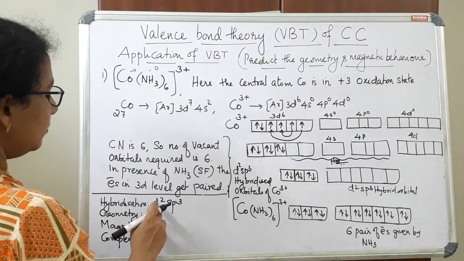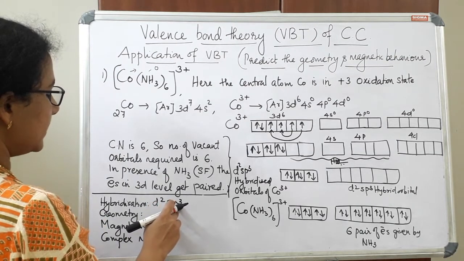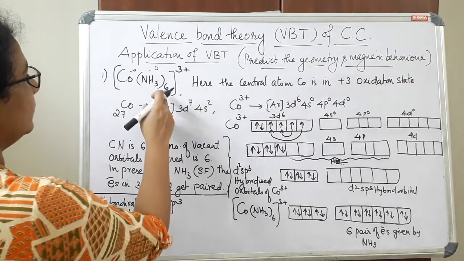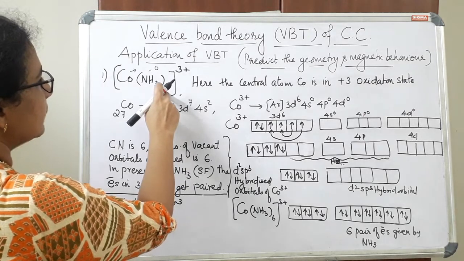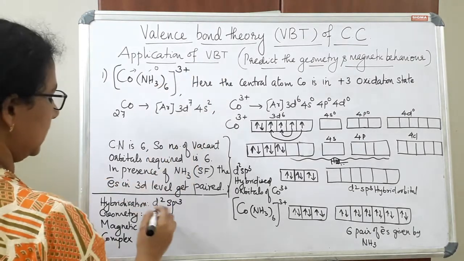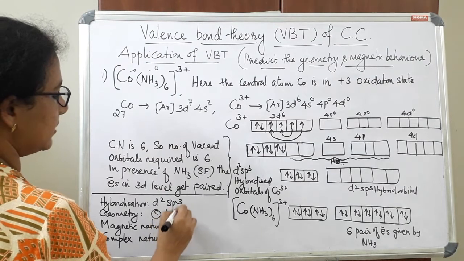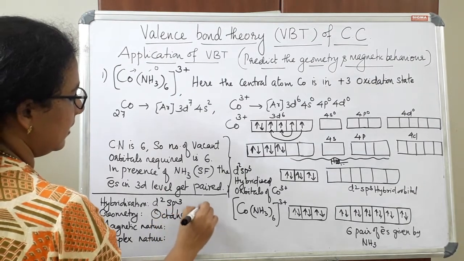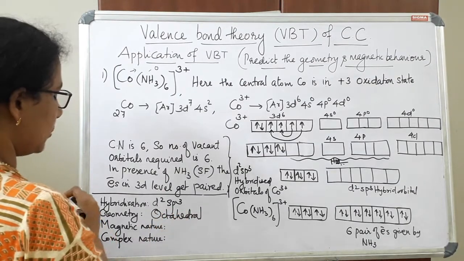Then what is the geometry? According to d2sp3 hybridization, which has a coordination number 6, we have studied, according to VBT it is octahedral in nature. So it is having octahedral geometry.